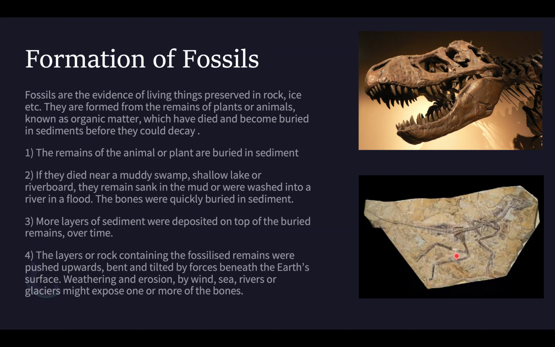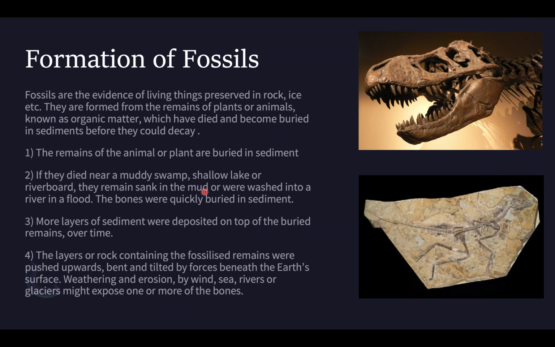Now, the fossils form through the following process. Firstly, the remains of the animals or plant are buried in sediments. Now, if they die near a muddy swamp or shallow lake or riverbed, they remain sunk in the mud and then washed into a river in a flood, and these bones are quickly buried in sediment. Remember that one condition for the formation of fossils is that there is a rapid burial.